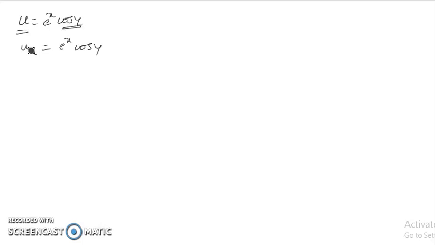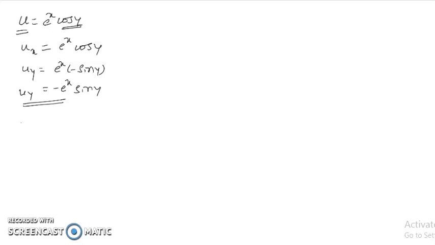And u again I am going to differentiate with respect to y. Uy is equal to e to the power x, as it is I have to keep. Cos y differentiation is going to be minus sin y. So what we are getting, minus e raised to x sin y. So this is uy.